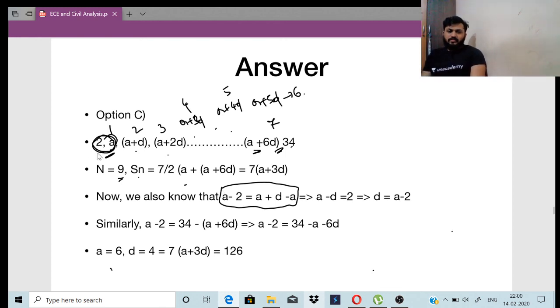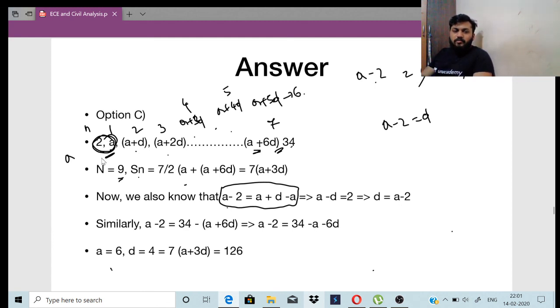So see here, the first one, the first term, the a term. How do we always find the common difference? The term minus d, right? So here the first term is a minus 2. What is the formula of AP? It is a plus d, right? A minus 2, the first term, is equal to a plus d but minus a. Okay, so it is a plus d minus a. A gets cancelled, so a minus 2 equals d.